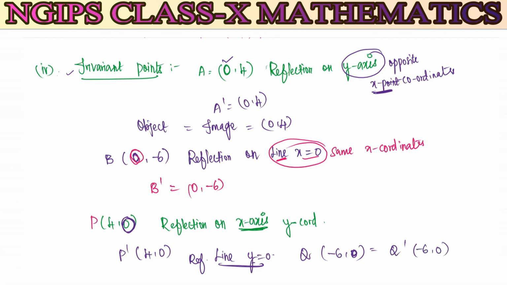So invariant points are nothing but points that remain the same after reflection. Those points we used to call invariant points. Reflection of a point in a point itself we used to call invariant points. Is it clear to all?